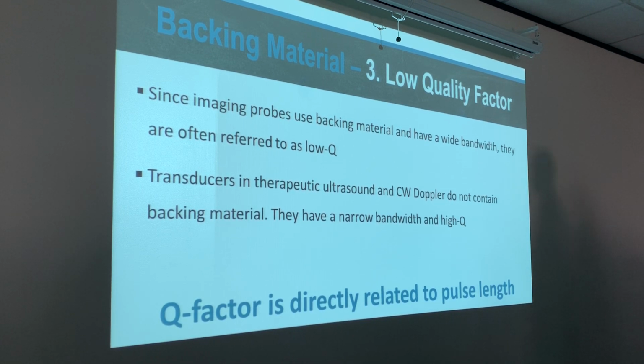Q factor is directly related to the pulse length. I want you guys just to know these relationships. Q factor is directly related to the pulse length. Can you explain that? The longer the spatial pulse length, the higher the Q factor.